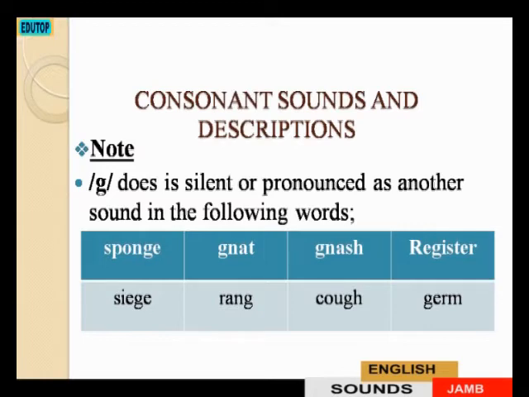Then cough, the sound is F and not G. And lastly, we have gem. Gem is spelled G-E-M. Another sound is realized in the spelling G under gem.